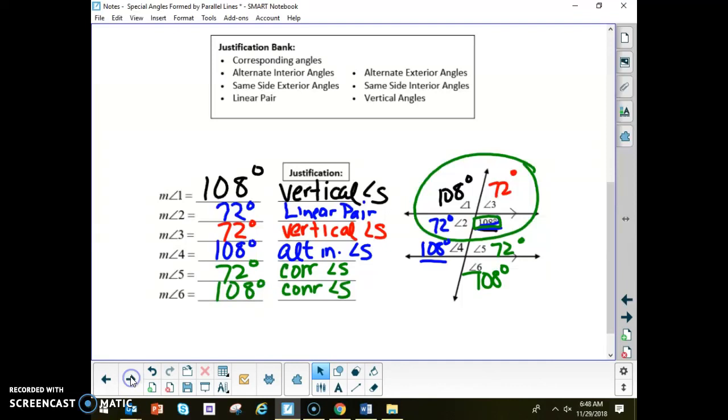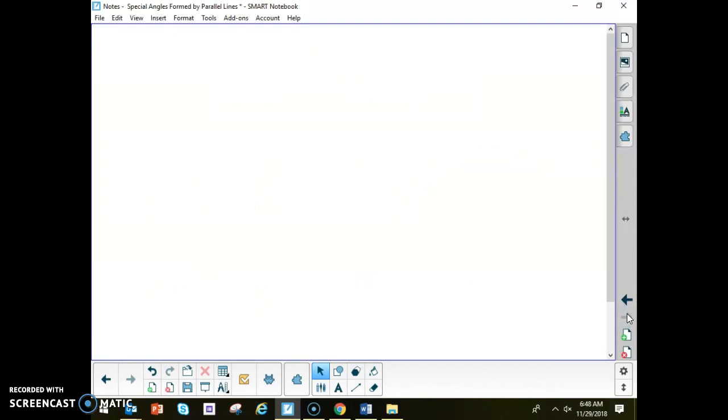Now, let me see if I can move this. Let's take a look. I think that's it. Is that it for the notes? Wow. So we will work on this in class, and you will be able to see what it is we're going to be doing with this information.